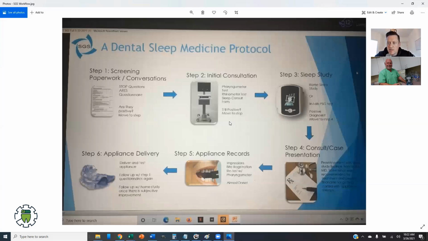Oh, you cut out, Cuffy. All right, how are we doing now? We got you.